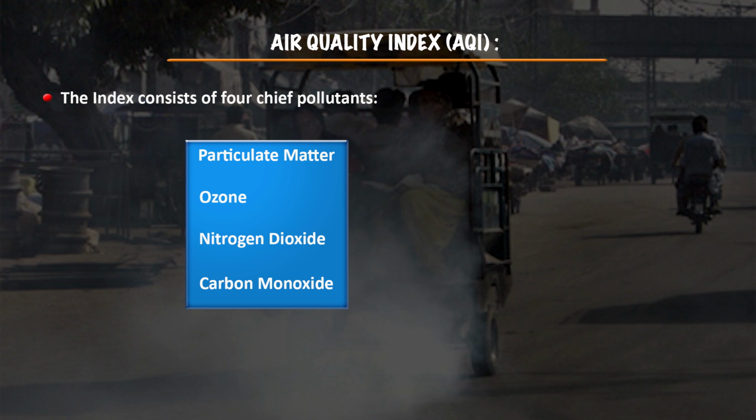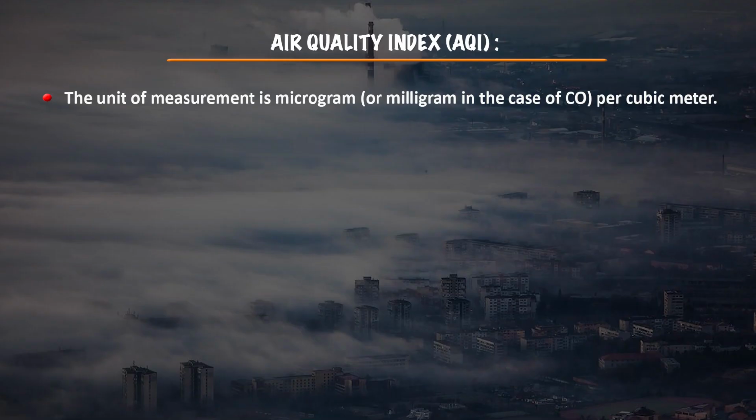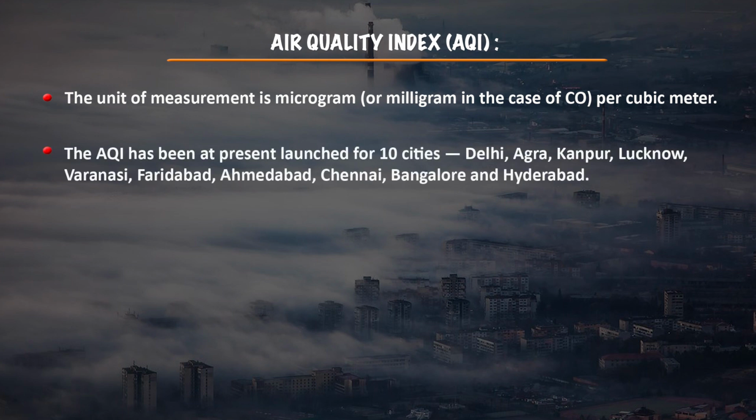So this air quality index consists of 5 pollutants: particulate matter, ozone, nitrogen dioxide and carbon monoxide. The units of measurement are normally microgram, or milligram in the case of carbon monoxide, per cubic meter. The air quality index has been launched in our country for 10 cities: Delhi, Agra, Kanpur, Lucknow, Varanasi, Faridabad, Ahmedabad, Chennai, Bangalore and Hyderabad.